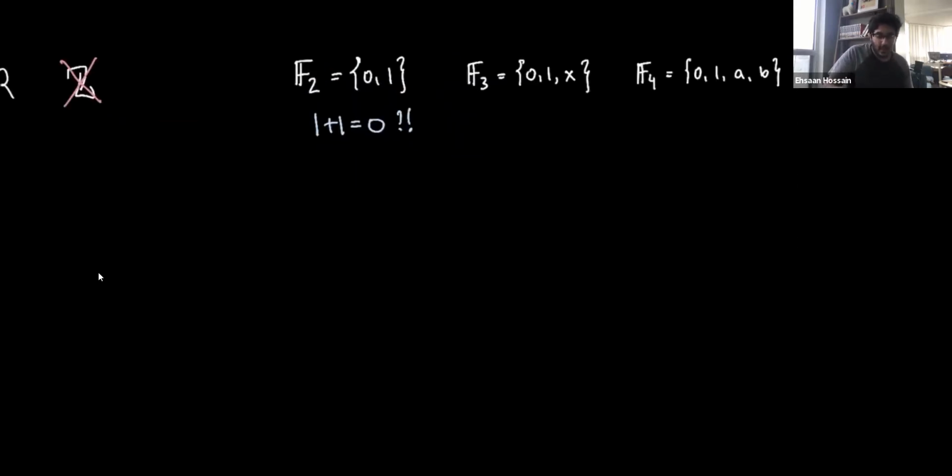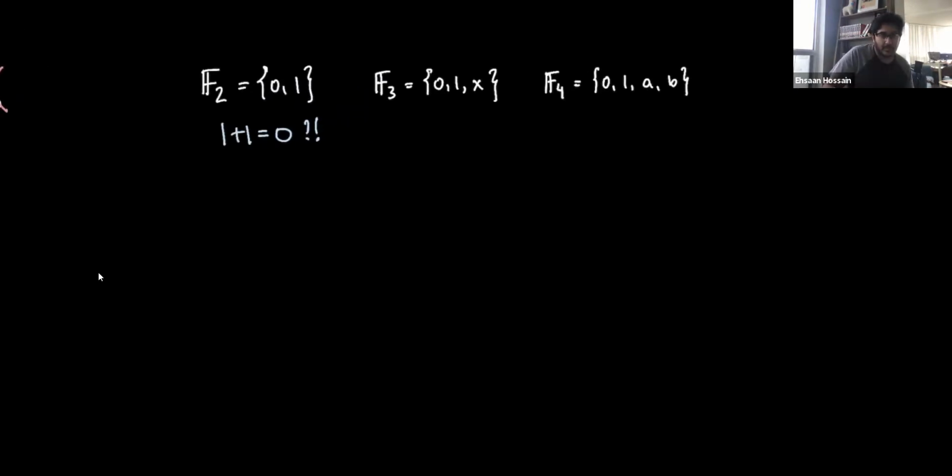How about F3? Do you guys remember what property that one had? 1 plus 1 equals X, that's true. How about 1 plus 1 plus 1? That you can actually show is 0. 1 plus 1 plus 1 is actually 0, and 1 plus 1 is not 0. So there's a difference here, right? In the first field, F2, 1 plus 1 is 0. In F3, 1 plus 1 is not 0, but 1 plus 1 plus 1 is 0. So there's something you can do in any field, actually.